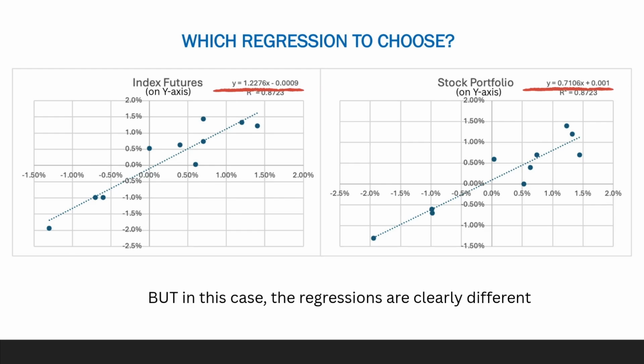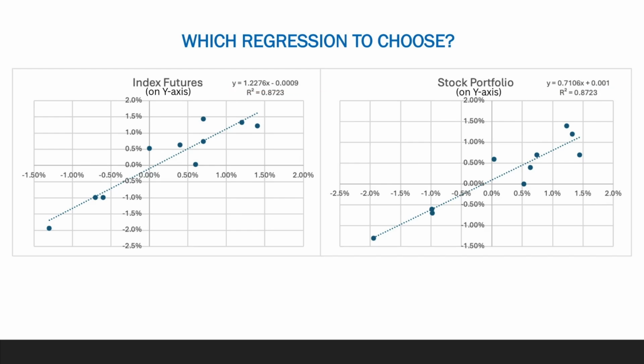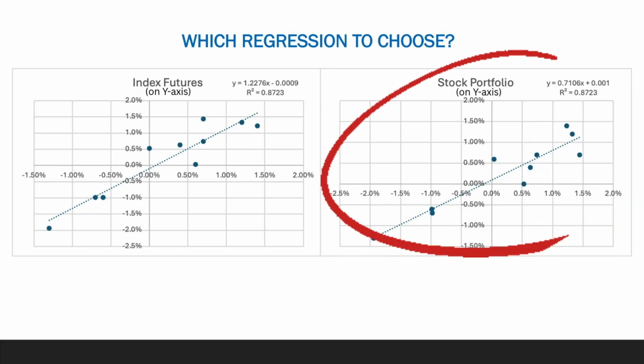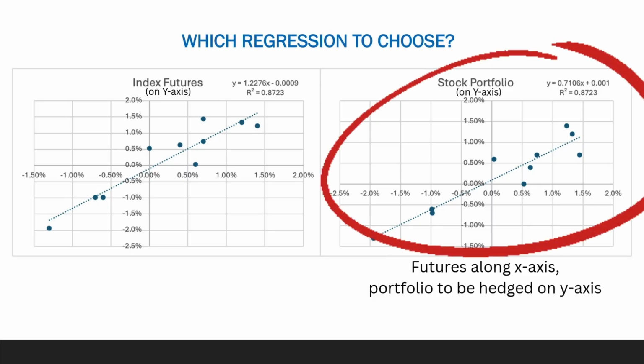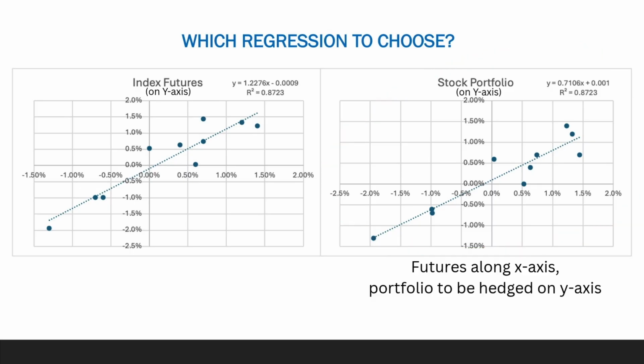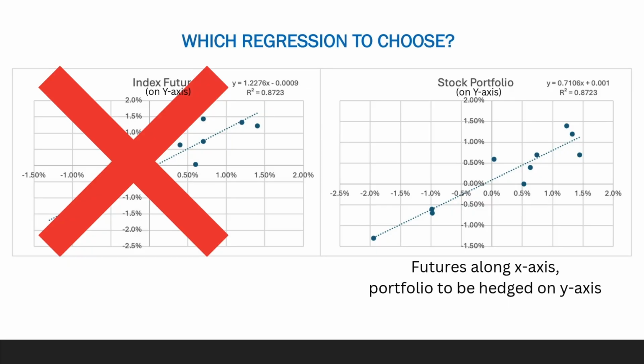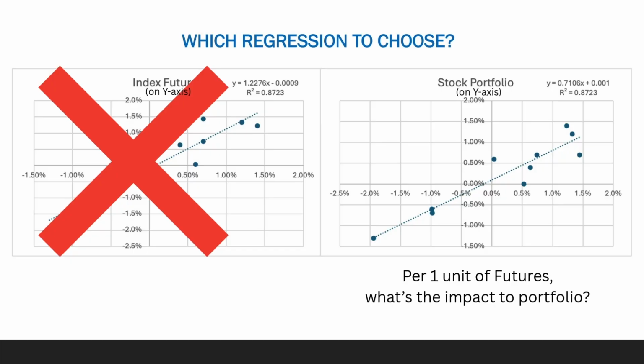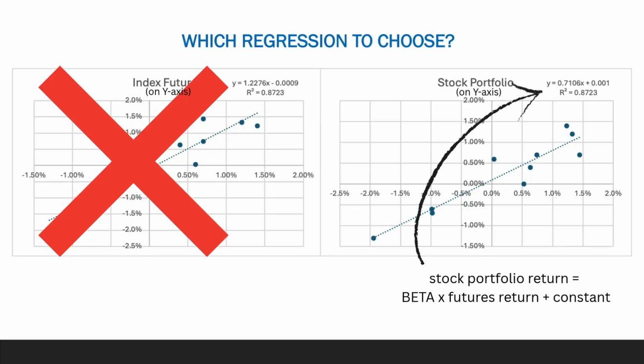In general, so that it's easier to analyze this moving forward, I recommend that you use the hedging instrument, in this case the futures, on the x-axis and the stock portfolio being hedged on the y-axis. This is so that you are always orienting yourselves relative to the hedging instrument, asking yourself, per 1 unit of the hedge instrument, what is the impact on the stock portfolio? This gives you the information about how much of the x-axis you need to impact the y-axis. That is, how much of the futures you need to have an effect on the stock portfolio.